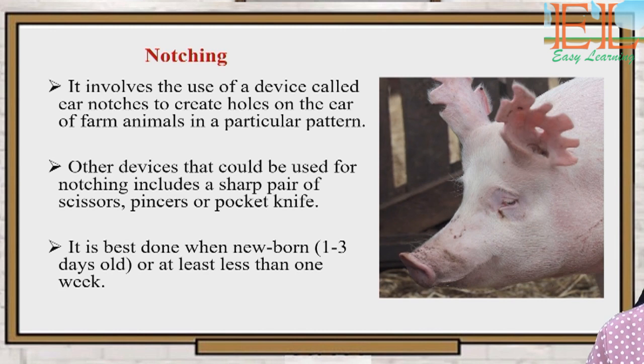Notching is best done when the animal is newborn. So within 1 to 3 days that the animal is born, you can notch, or at least less than a week. When the animal is young and you do it, it heals fast. So it's advisable that you do it around that time.